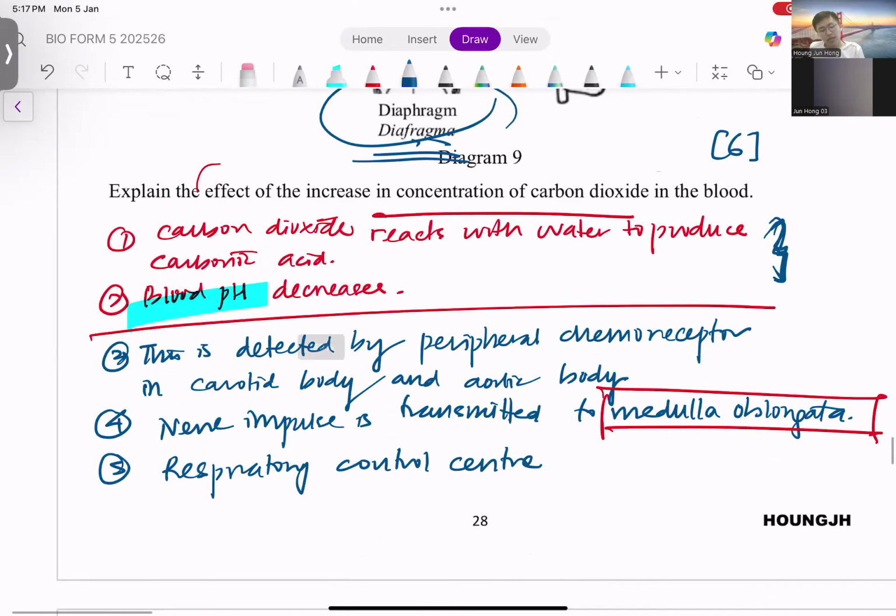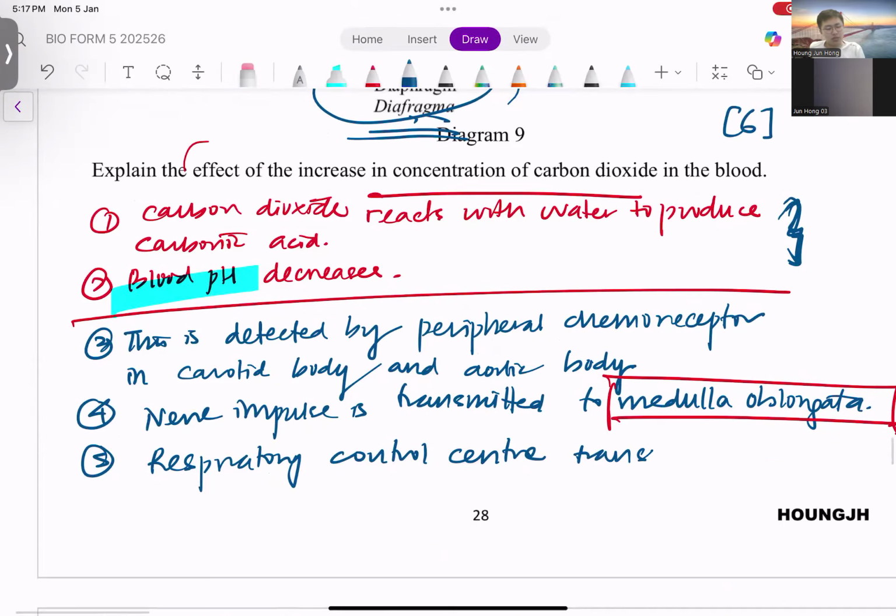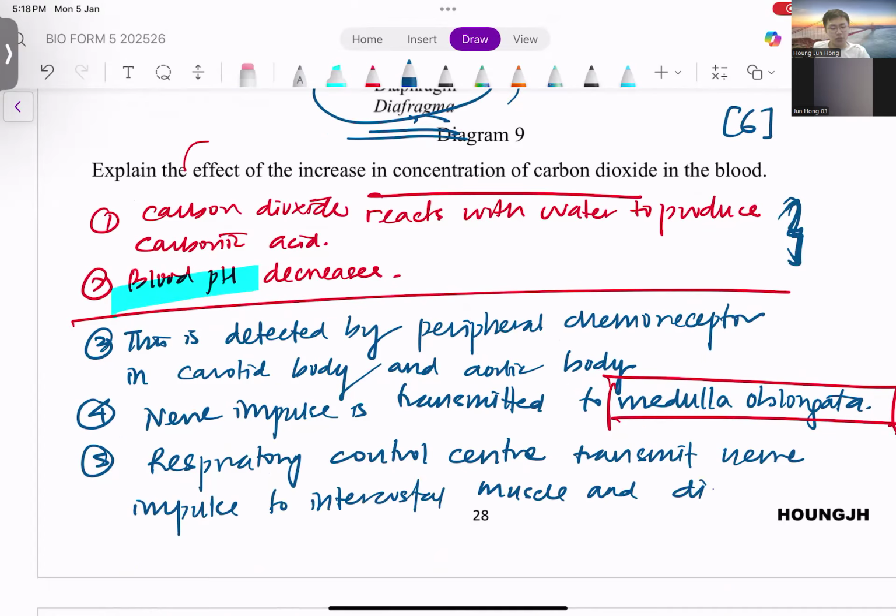So put it down: transmit nerve impulse to these two guys, intercostal muscle and diaphragm. Remember, if you want to affect your breathing rate, these are the two you look for. Again, even back in chapter 8, you learned the two things that change your volume, pressure and everything. What is the thing that changed? Your rate: intercostal muscle and also your diaphragm.